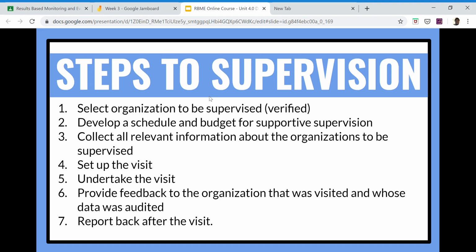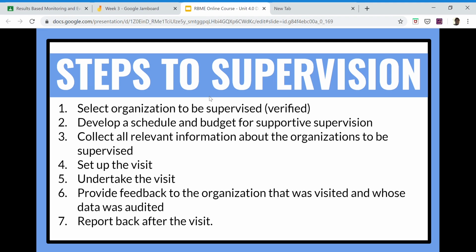You can also thank them for having you, and let them know what the follow-ups will be, the next steps as well. And the last note is reporting back.